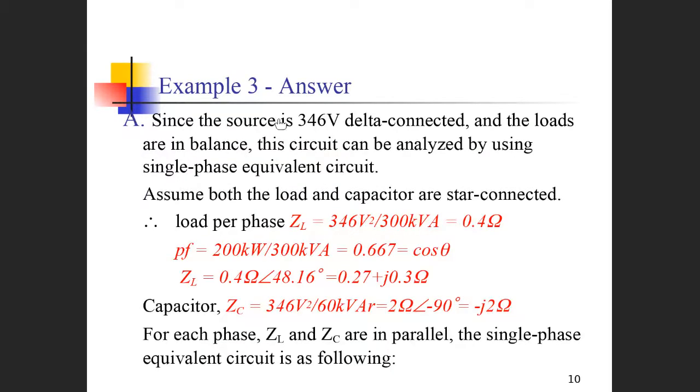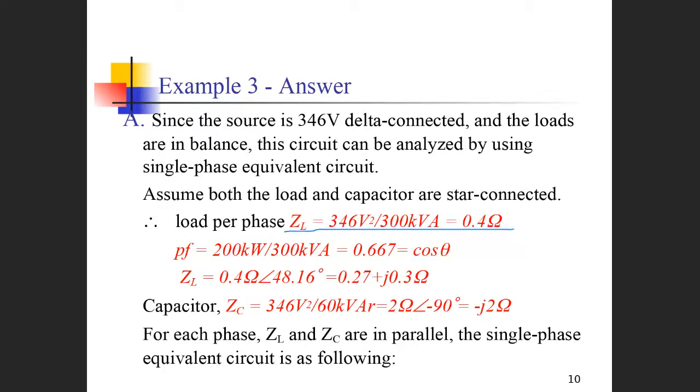Since the source is 346 volts delta connected and the loads are balanced, this circuit can be analyzed by using a single phase sequence circuit, assuming both the load and the capacitors are star connected. So the load per phase impedance, for star phase. Now look at here, which gives you the hints.